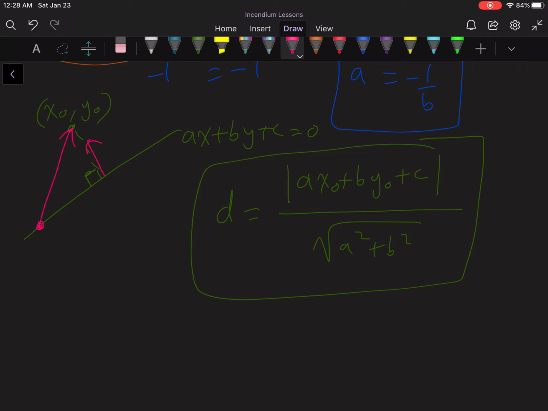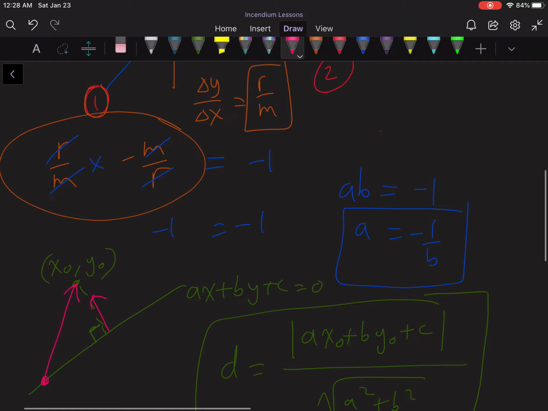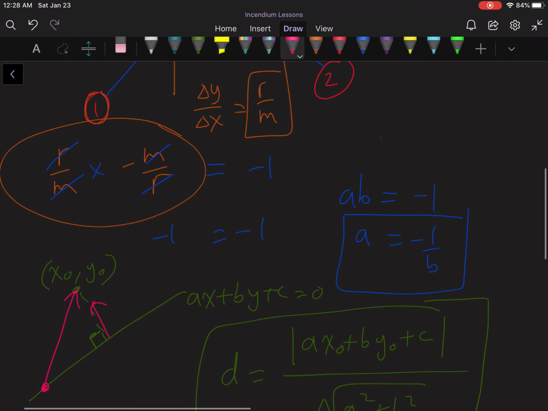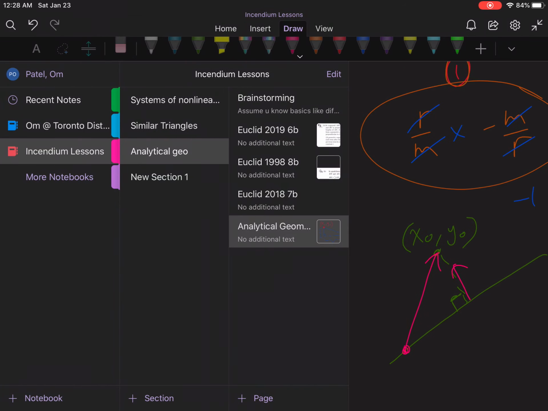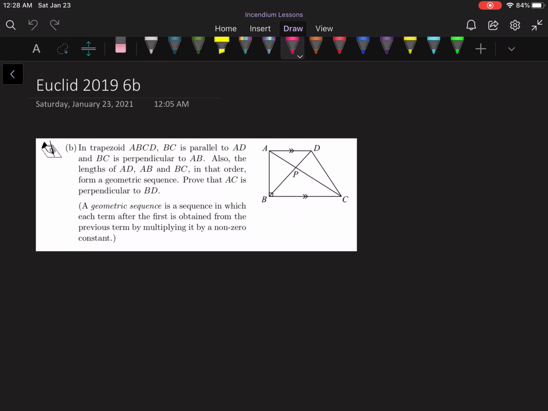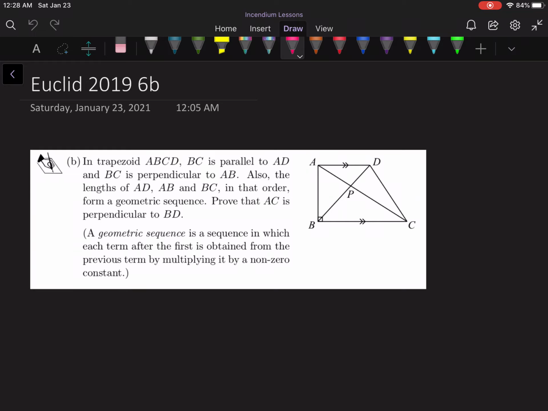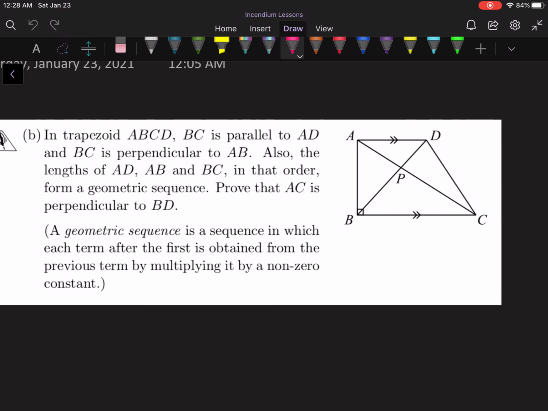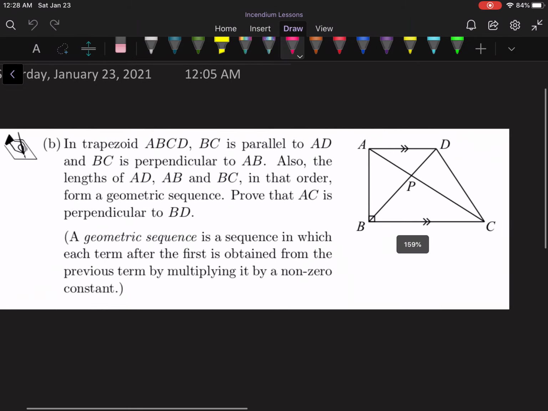Shortest distance from a point to a line. So now that we're done going through a brief overview of what analytical geometry is all about, at the medium level, let's work through some problems. All right, let's start with this one. So this is taken from the Euclid 2019. It's question 6b. Okay, just take a minute, read over it, try to pause the video, figure it out on your own, and when you're ready, come back.